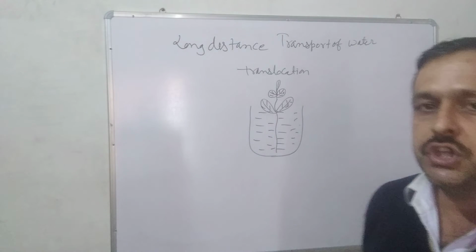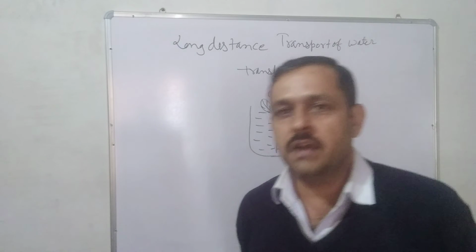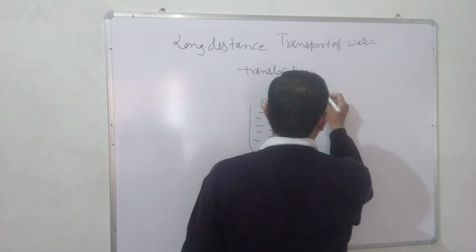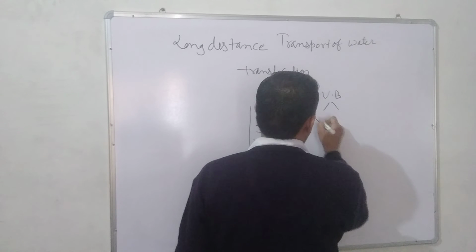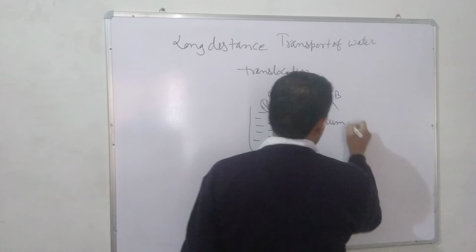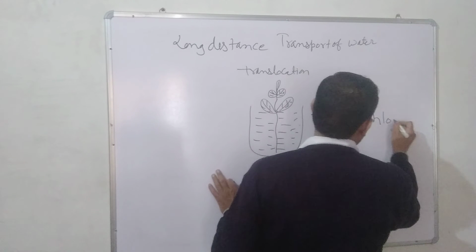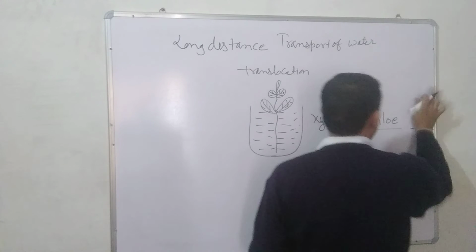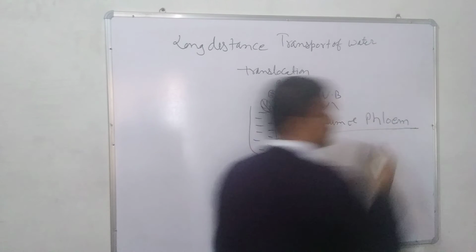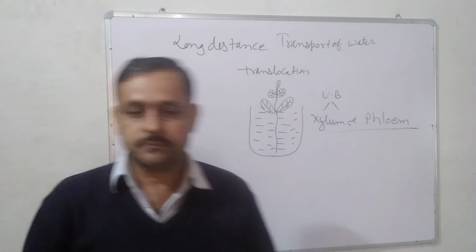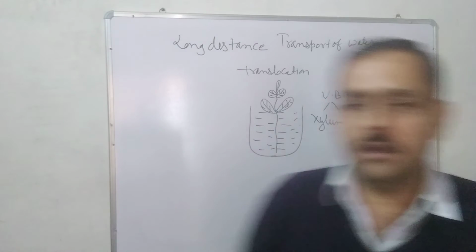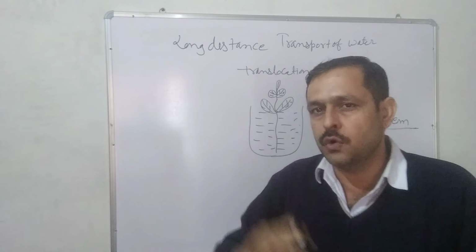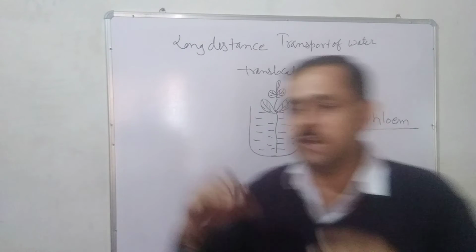bundle of this twig has become colored, and mainly the xylem. Vascular bundle means, you know, xylem and phloem. So here the xylem becomes colored. Whenever plant cells transport water, the organ through which it moves can be colored.